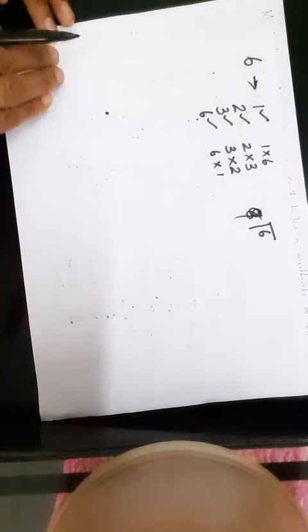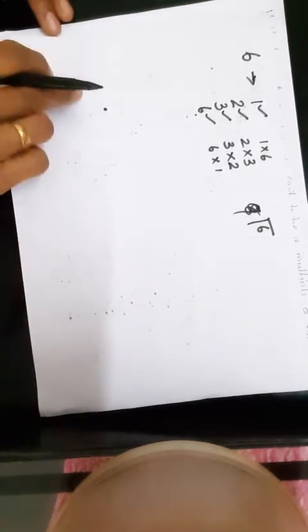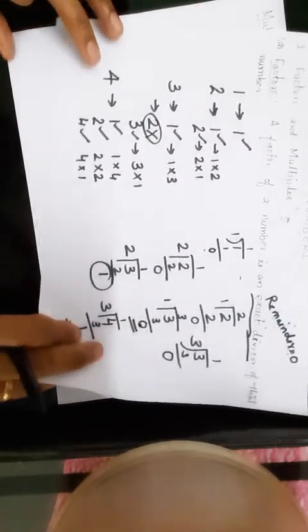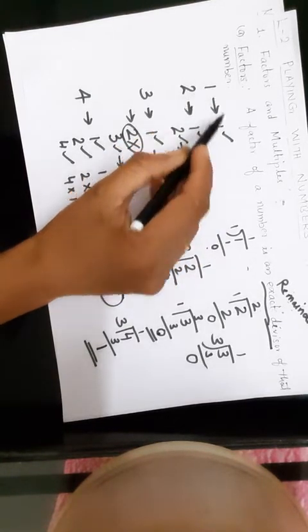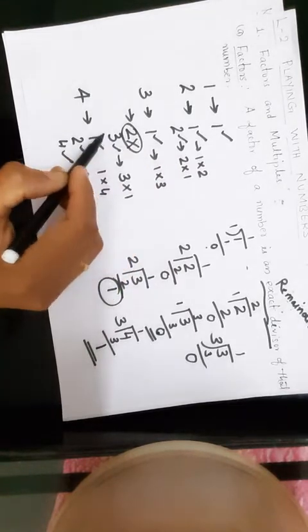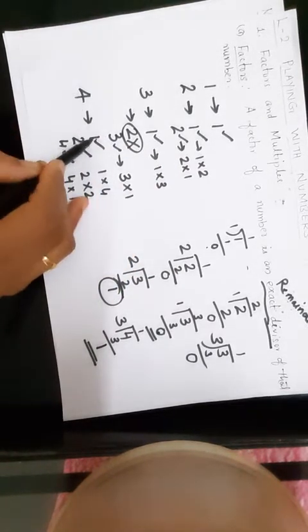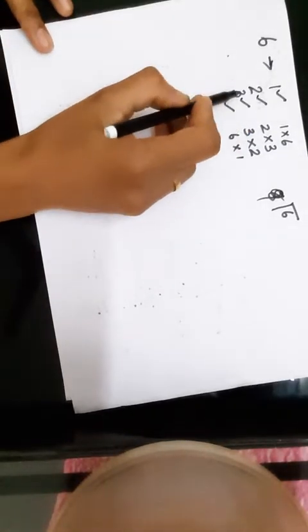So what do you see? Here we can see the factor means an exact divisor of that number. When we consider these numbers, the factor of 1 is 1, factors of 2 are 1 and 2, factors of 3 are 1 and 3, and factors of 4 are 1, 2, 4. Here we wrote 6: 1, 2, 3, 6.